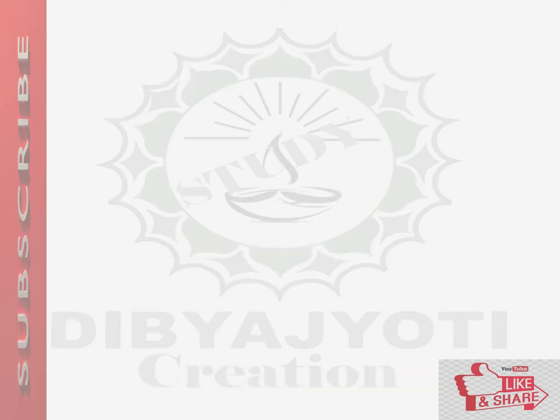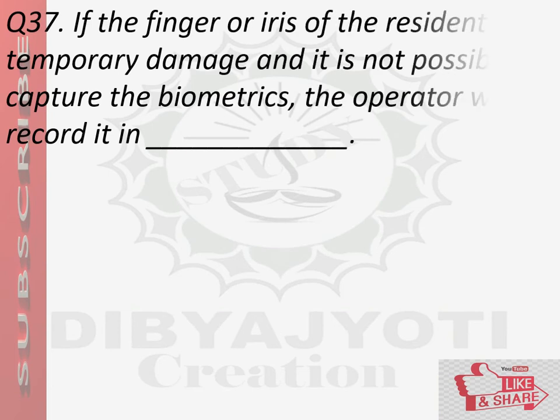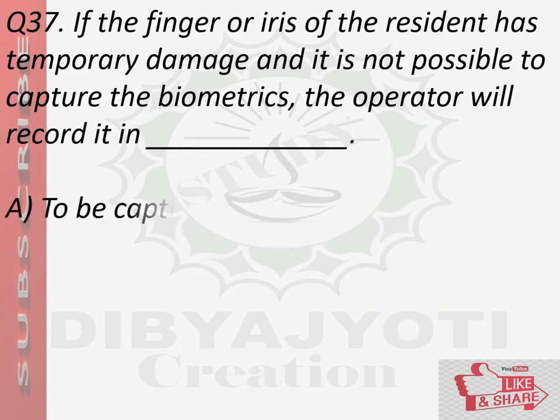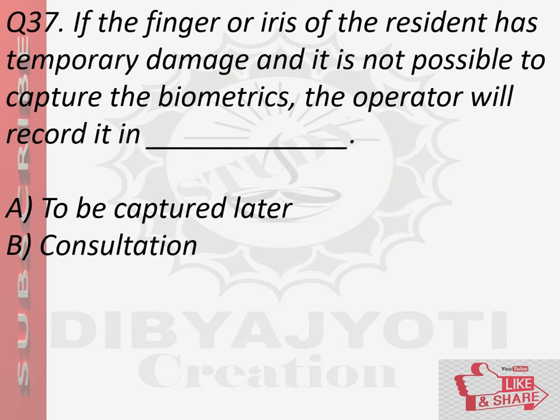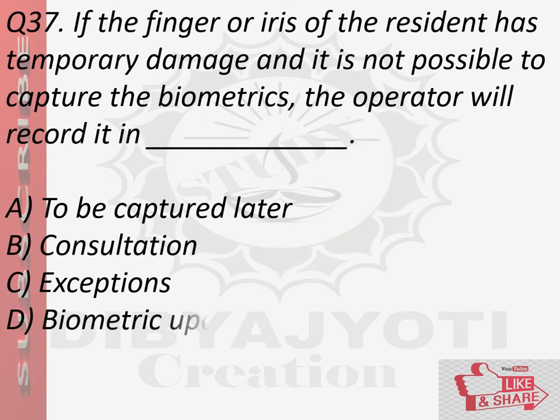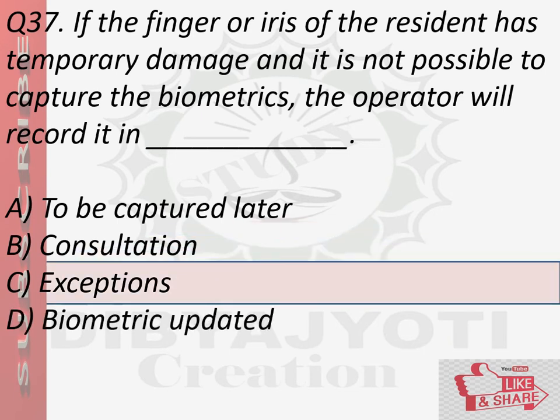Next, if the finger or iris of the resident has temporarily damaged and it is not possible to capture the biometrics, the operator will record it in dash. Options are option A, to be captured later, option B, cancellation, option C, exceptions, option D, biometric update. And the answer is option C, exception.